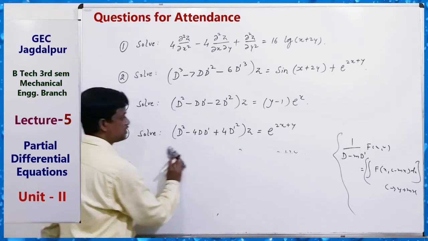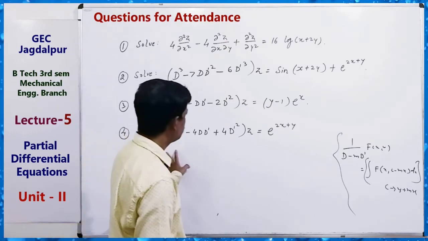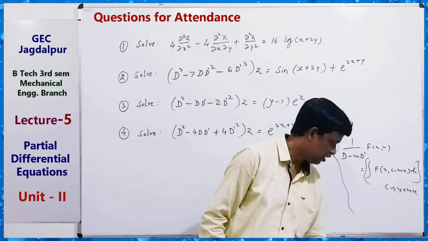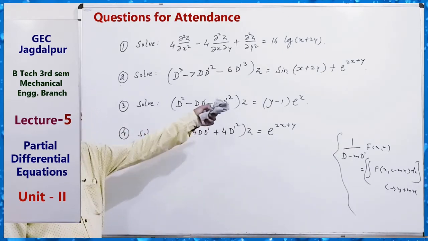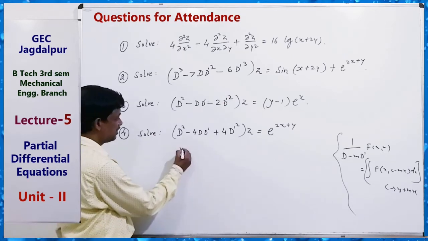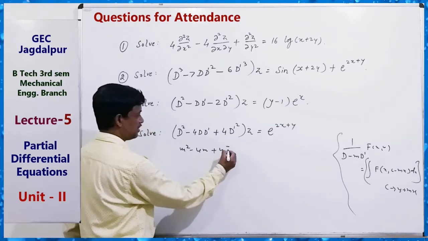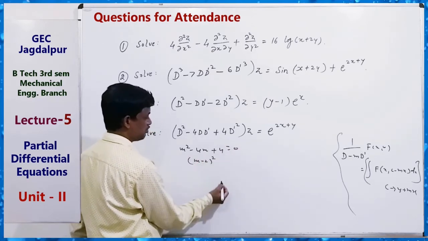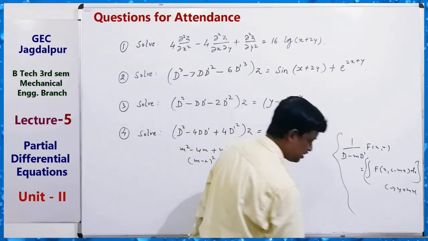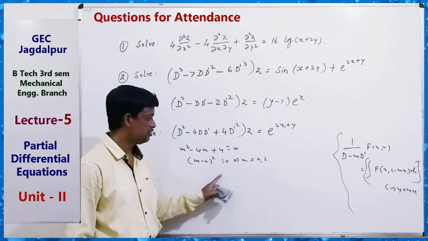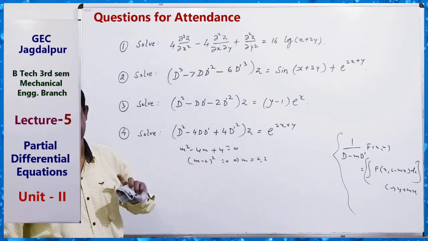Okay, now question 6. As a hint, this question is also simple. Here m square minus 4m plus 4 equals 0, that is (m minus 2) whole square equals 0, which means m equals 2 and 2. Clear? So you can write the CF as phi 1 (y plus 2x) plus x times phi 2 (y plus 2x). CF is simple.